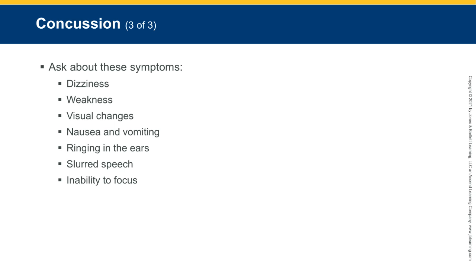Common symptoms of a concussion include dizziness, weakness, visual disturbances, nausea, vomiting, ringing in the ears, slurred speech, and difficulty concentrating. Patients should be closely observed for any changes in their condition, as worsening symptoms may indicate a more serious brain injury.